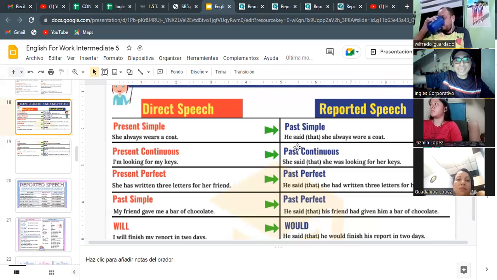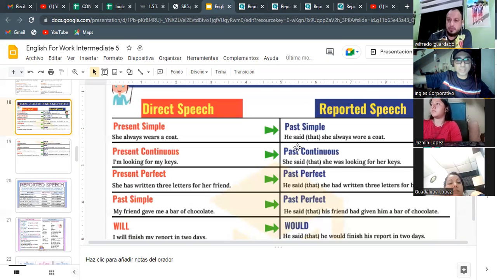I'm looking for my keys. How is that in negative? I'm not looking for my keys. That is it. And she says she was looking for her keys. How is that going to be in negative? She says she wasn't looking for her keys. Very good. She says she wasn't looking for her keys.